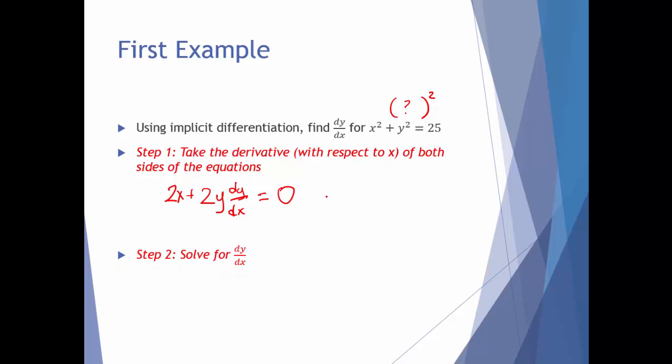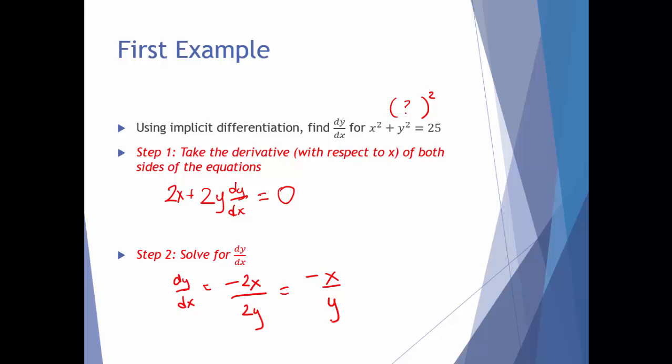Next, what we're going to do is find dy/dx. We're going to solve for that dy/dx. So we subtract the 2x over to the other side, and we divide by 2y, which is currently being multiplied times the dy/dx. So when you simplify, dy/dx is negative x over y.